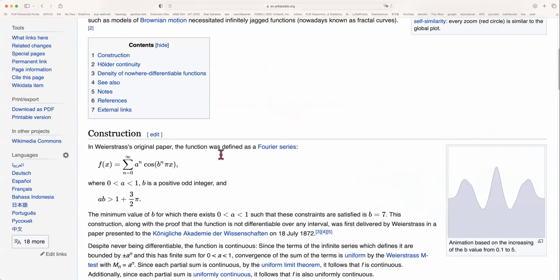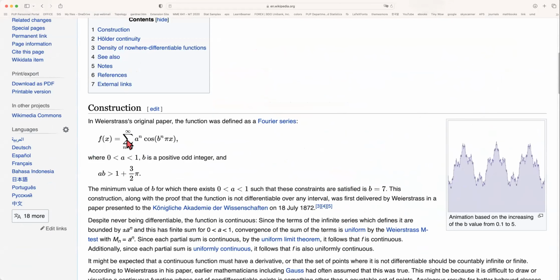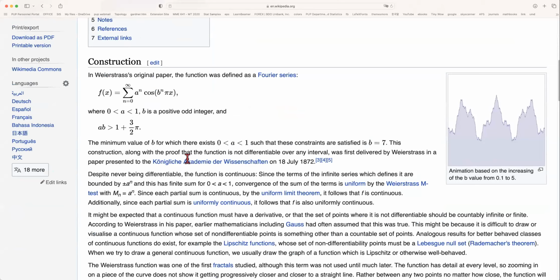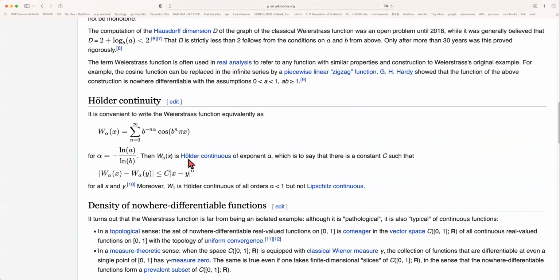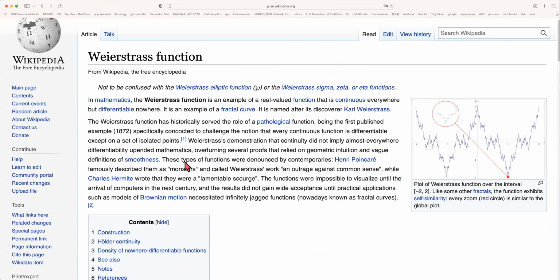Anong definition niya? Ito yung definition niya. It's a series of functions. It's an infinite series of functions. It's actually a Fourier series. It's a sum of curves. It's an infinite sum of curves. Yun nga lang, yung sum ay hindi naging kaaya-aya ang itsura. No? Yun yung kanyang definition.